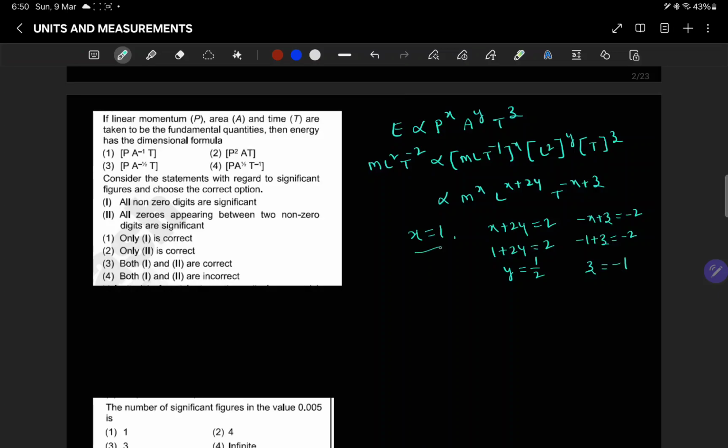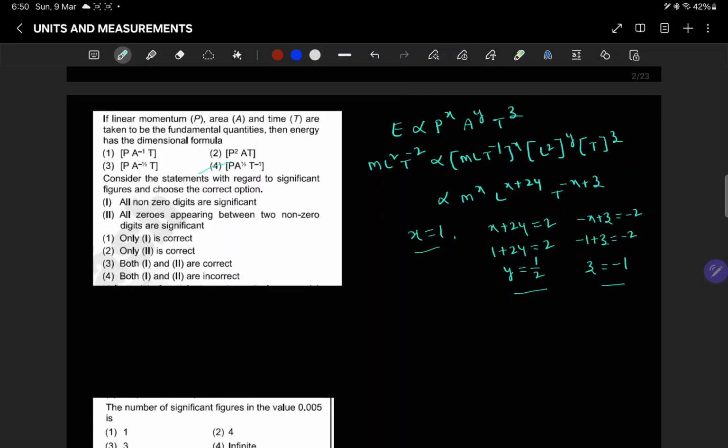So now X equal to 1, Y equal to 1 by 2, Z equal to minus 1. You see here P power 1, A power 1 by 2, T power minus 1, option 4 is given. So no need to calculate all this; I explained it for understanding. With X equal to 1, the second option is eliminated. Y equal to 1 by 2 gives the second answer only. From here alone you can calculate: Y equal to 1 by 2 is given in only one option, A to the power of 1 by 2. That's all. No need to calculate further, within 1 minute you can easily answer.